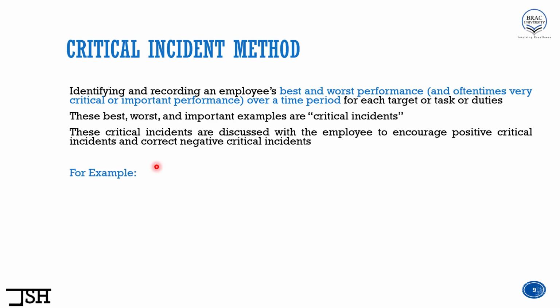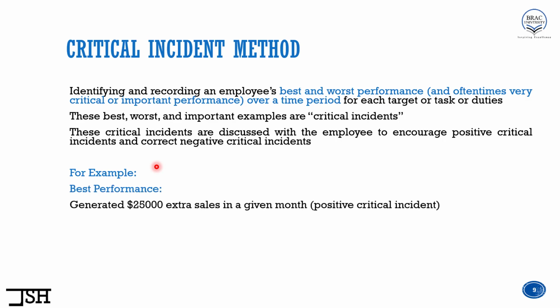So what can be an example of a best performance? Here it is. Maybe an employee generated $25,000 extra sales in a given month. So whatever the target of the employee was, the employee not only met that target, but also sold $25,000 extra. So that is a very positive important incident or positive critical incident, right? So if the HR manager followed the critical incident method, then obviously the HR manager should record this performance, and at the end of the year, when discussing with the employee, the HR manager must encourage that person and praise that person for such a very good performance.